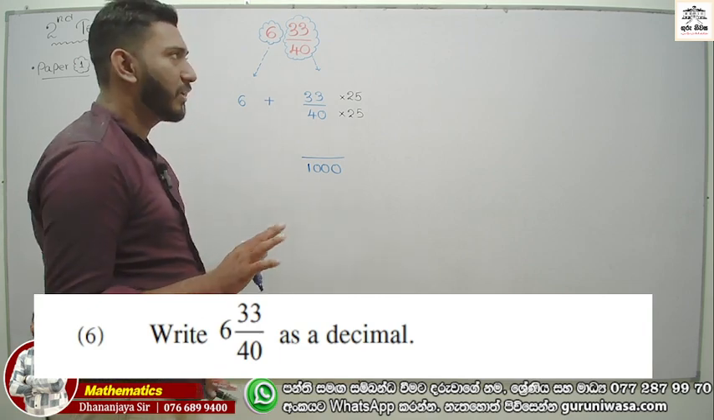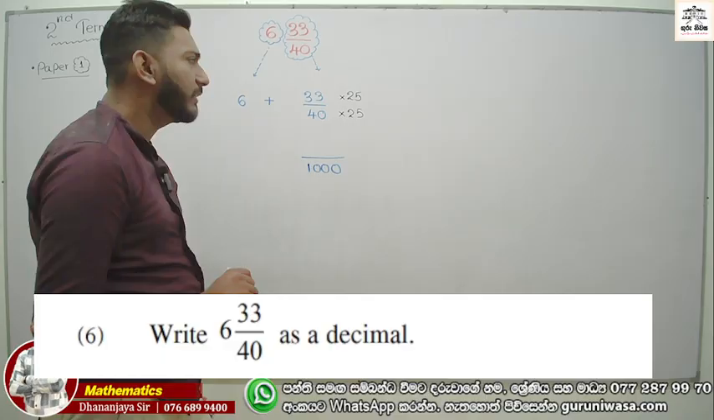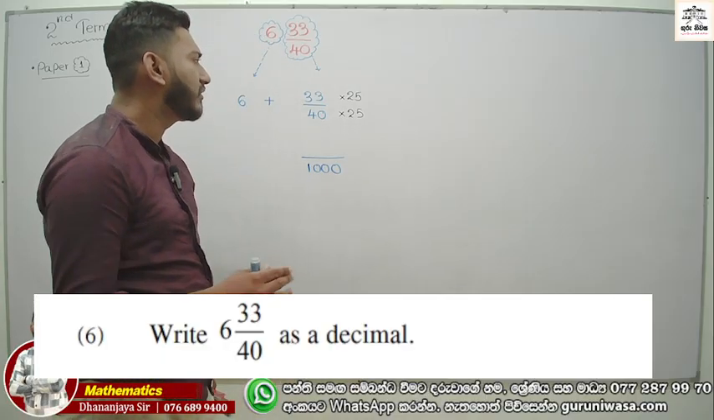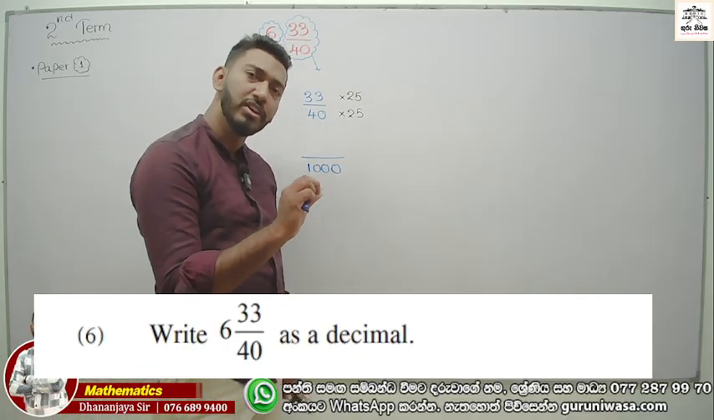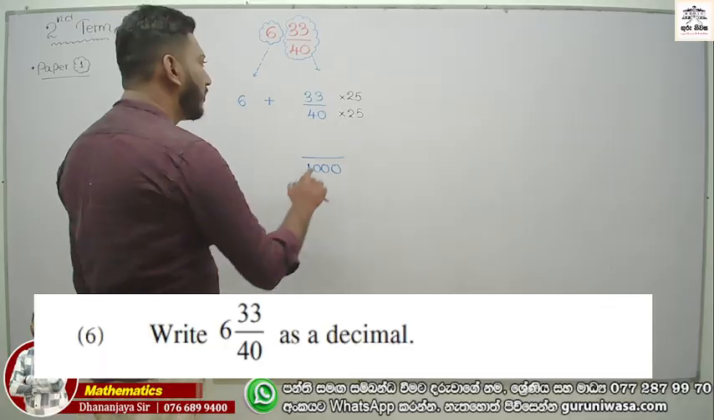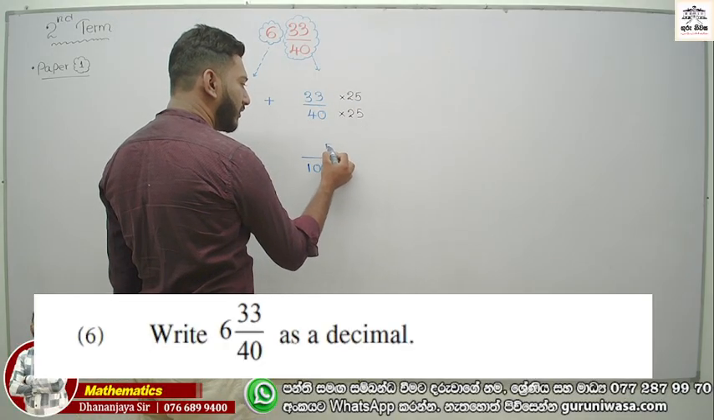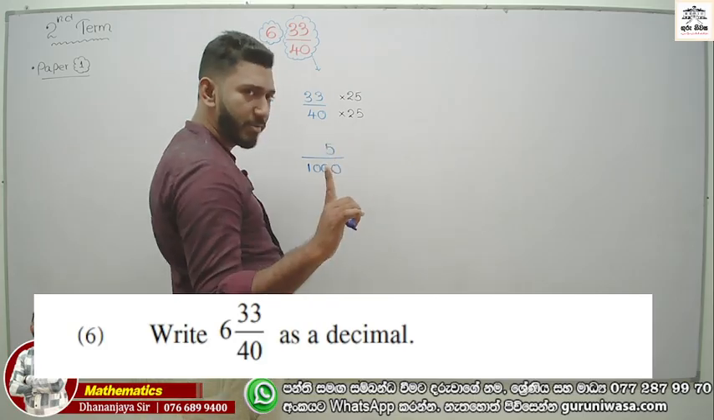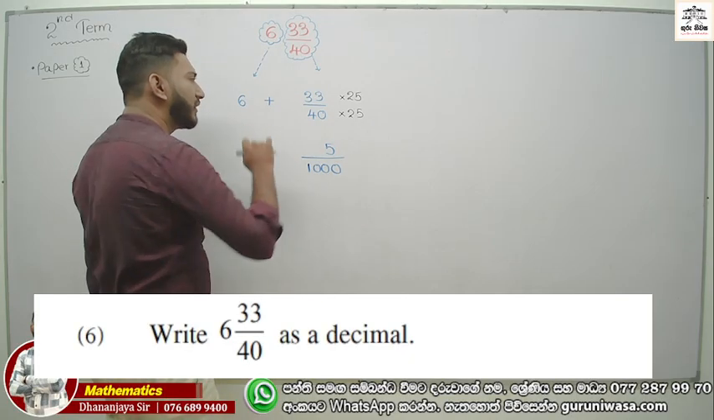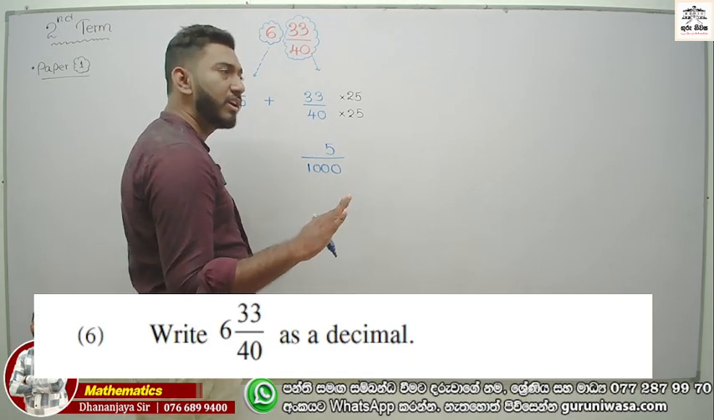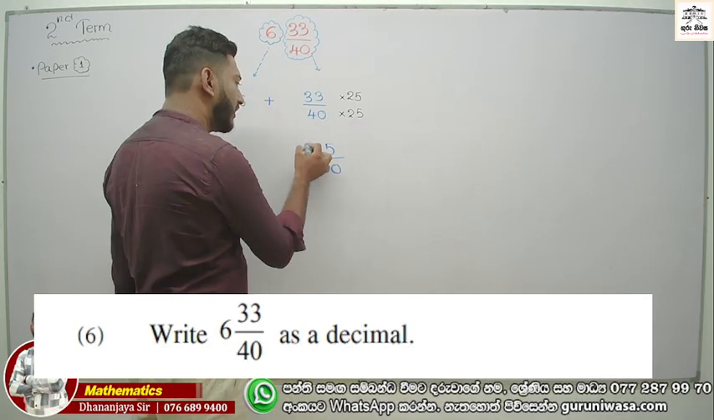Right? Now every denominator in the fraction lesson, when changing into decimals, you can change to 10, 100 or 1000. Now 25 times 3 should be 75, put the 5, and we have 7 remainder. 25 times 3 again 75, and we have 7 remainder. 75 plus 7 should be 82.